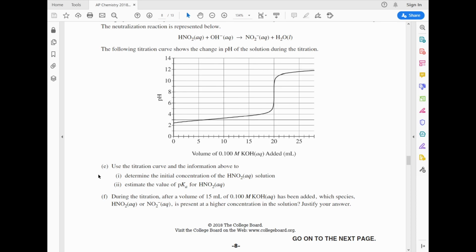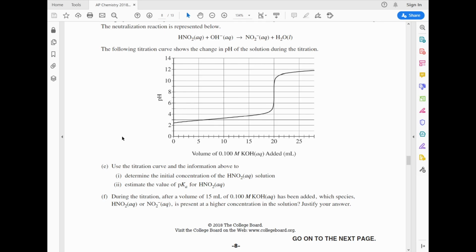F is dealing with half equivalence points and species present. It says during the titration, after a volume of 15 milliliters is added, which species, HNO2 or NO2 minus, is present at a higher concentration in the solution? Justify your answer. So really what it's asking is, do you have more reactants or more products? And again, we go back to that half equivalence point. At the half equivalence point, the amount of HNO2 you have and the amount of NO2 minus you have, or the acid and its conjugate base, are equal.